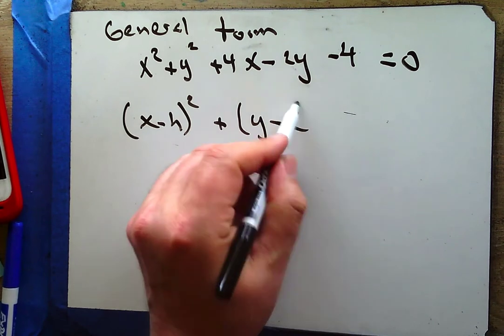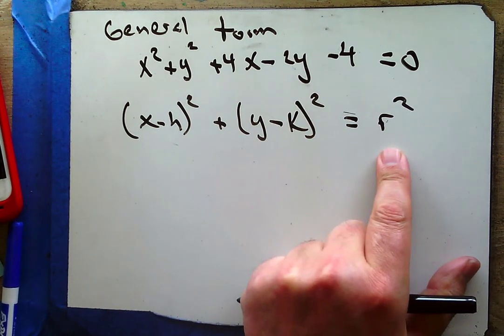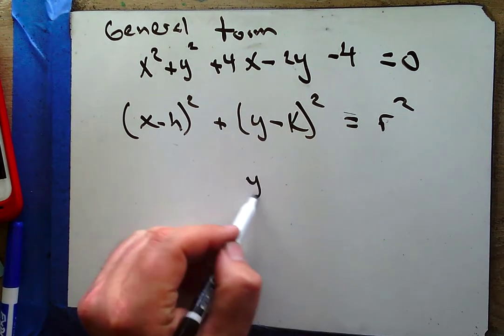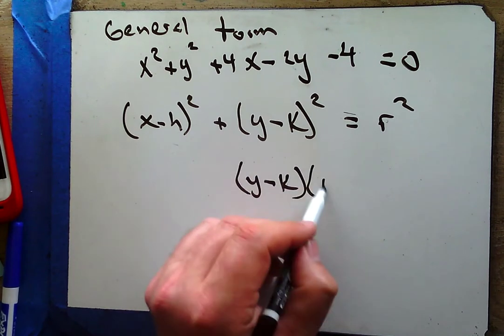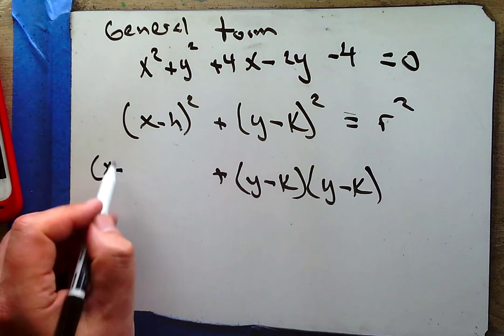We have a number by itself over here, so I'm probably going to move that over. And here, this is a perfect square, right? And it's a perfect square because I have two of the same thing. And here I have another perfect square.